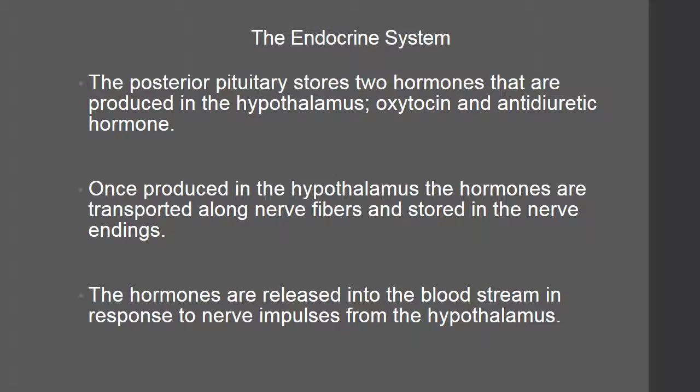Moving to the posterior pituitary, it stores two hormones that are produced in the hypothalamus, oxytocin and ADH. Once they are produced in the hypothalamus, they are transported along nerve fibers and stored in the posterior pituitary, and the hormones are released into the bloodstream in response to nerve impulses from the hypothalamus.